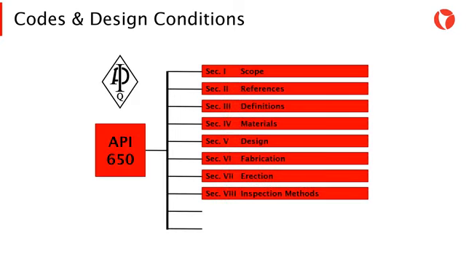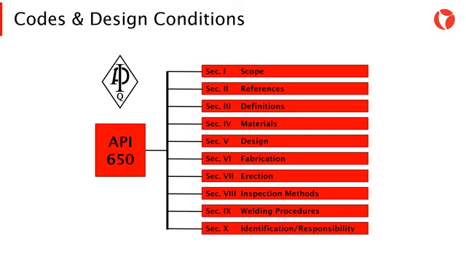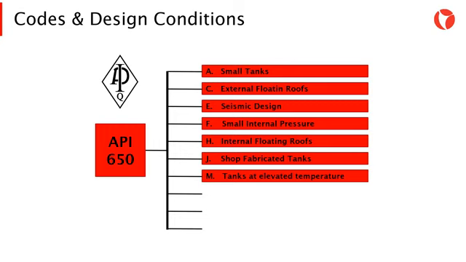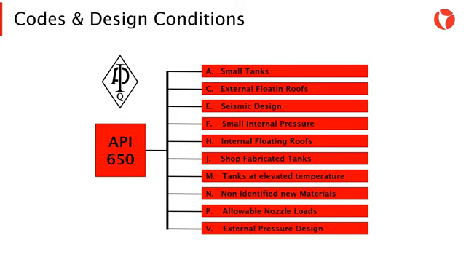The mandatory requirements are divided into 10 sections, covering the complete fabrication and installation cycle of a tank. From the mechanical design perspective, the most relevant parts are materials, design, and fabrication. On the other hand, the code has 27 annexes, covering the different roof types, internal and external pressure considerations, seismic design, and allowable nozzle loads, among others.